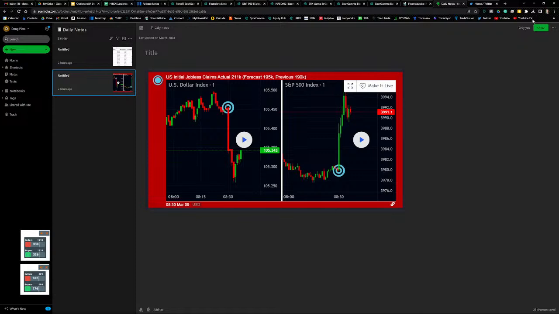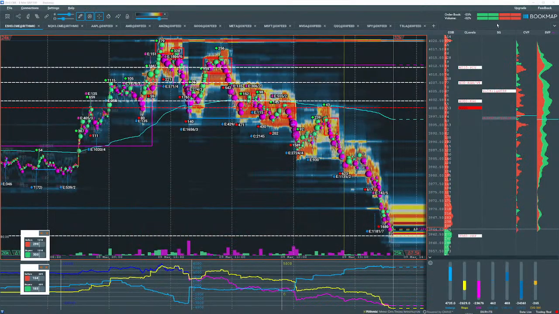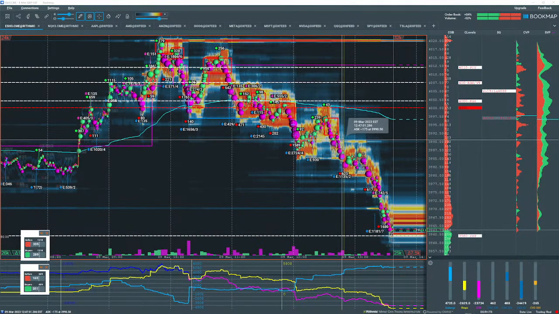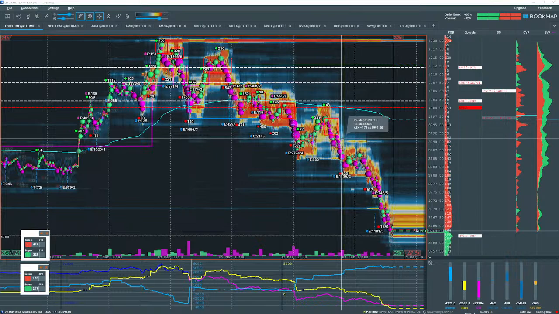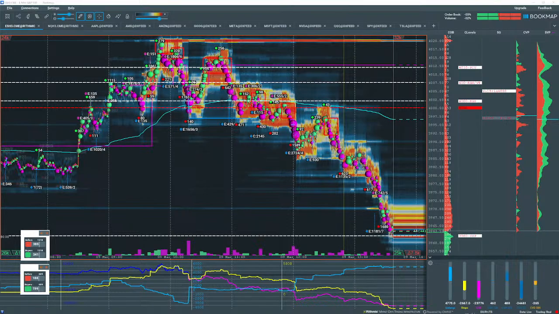All right, let's take a look at some charts now. We'll start our positional analysis. This is the S&P 500 futures, ES. And before I dig into this chart, I'm going to take a look at a longer time frame.